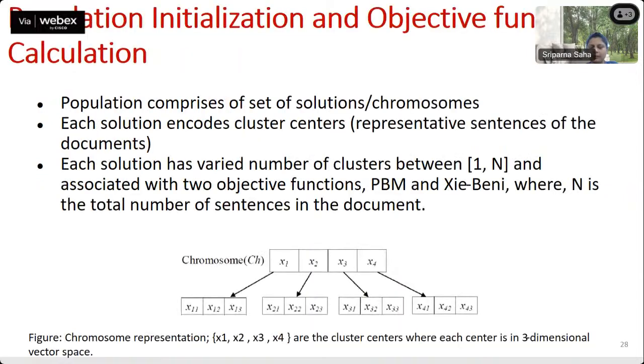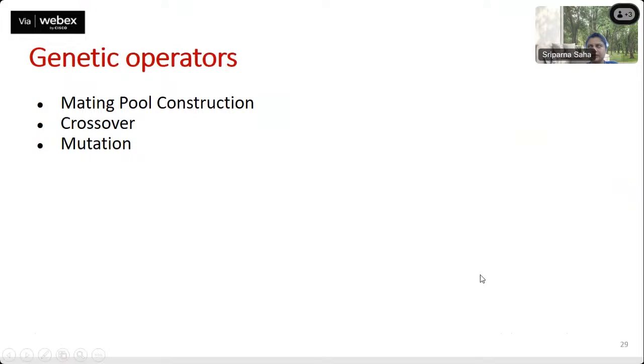And we are optimizing, and each solution has two objective functions. One is called the BBM index, another is called the Xie-Beni index. These are two cluster validity indices, and both of them are functions of compactness and separation. Then we compute the mating pool, and also apply the crossover and the mutation.